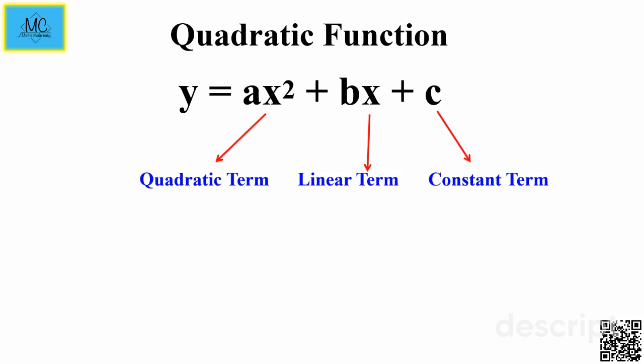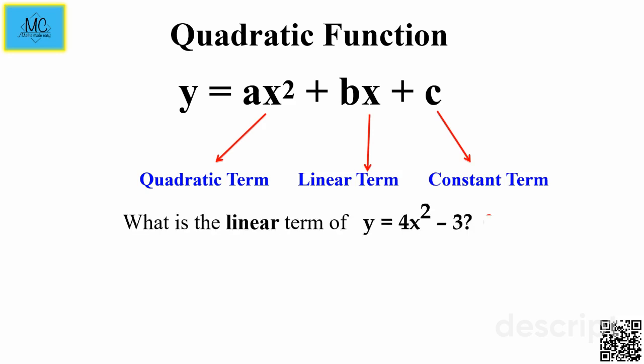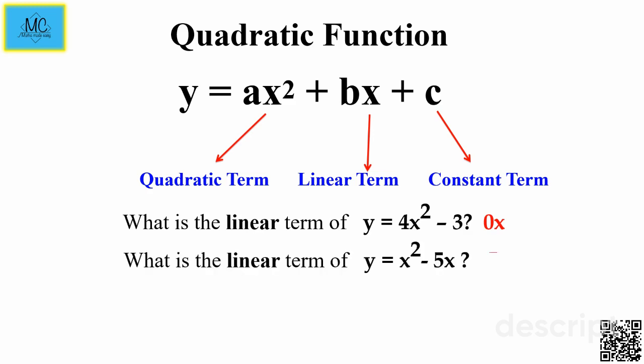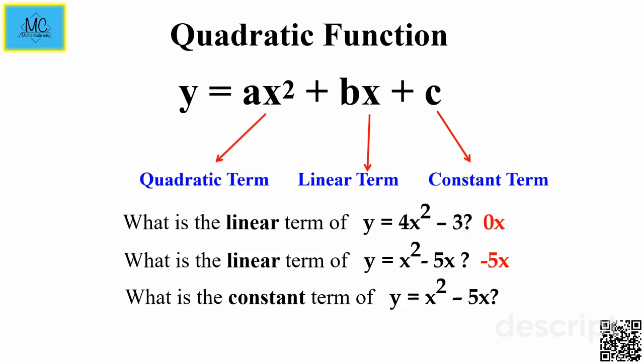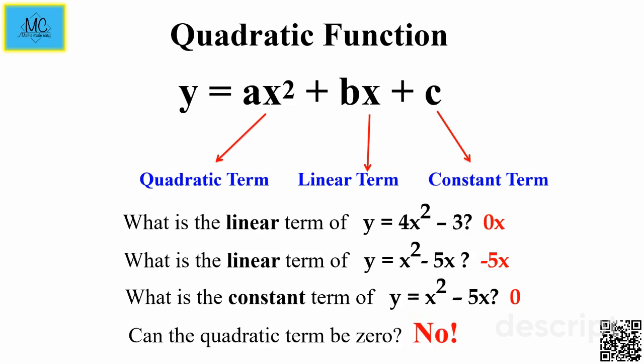So if you remember these, whenever a question asks you, for example, what is the linear term of y is equal to 4x square minus 3? That's going to be your 0x. Similarly, if it asks what is the linear term of y is equal to x square minus 5x, the answer will be minus 5x. And what is the constant term of y is equal to x square minus 5x? It's going to be 0. But the question says, can the quadratic term be 0? The answer is no.